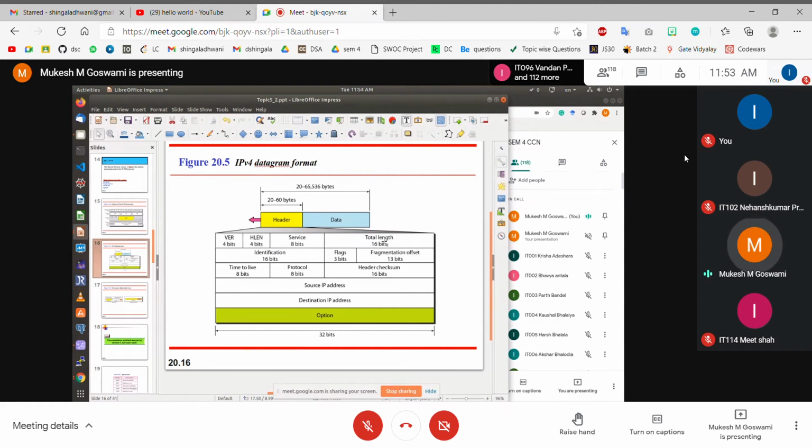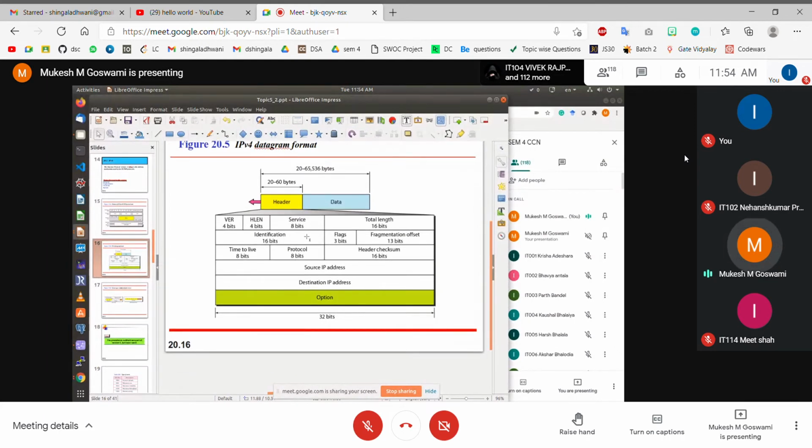So 2 raised to 16 is the maximum length that you can have for your IP packet. But in practice, the IP packet can have any variable length, starting from 20 bytes, which is the minimum length, to a maximum of 65536. So it could vary between these two extremes, right? It is not necessary that it always has to be of this much length, okay?